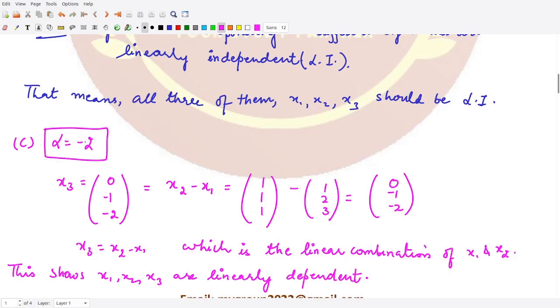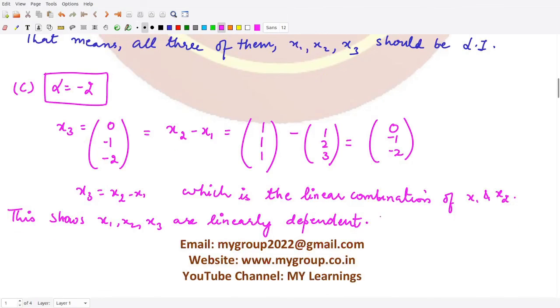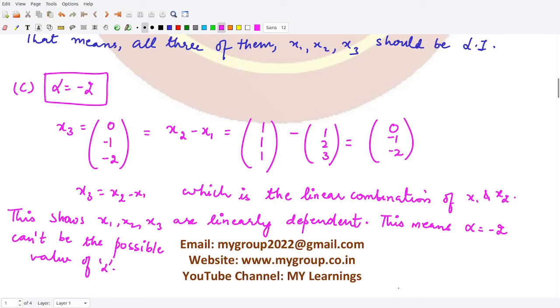If that is so, this means alpha equal to minus 2 cannot be a possible value of alpha, and this is what was required to solve this question. So we have option C as the correct option.